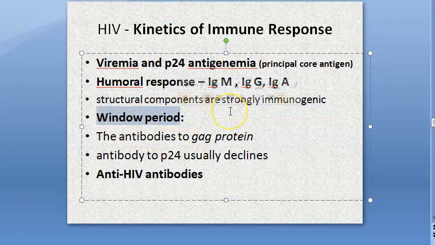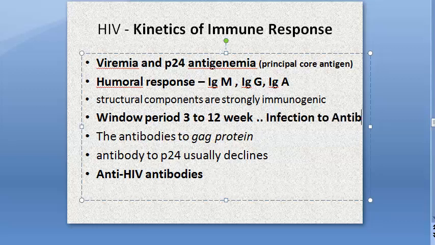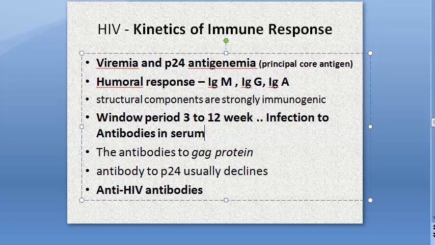Coming to window period. What do you mean by window period? Following the infection, antibodies appear in serum only after a period of interval, which is called the window period. This is about 3 to 12 weeks, okay, 3 to 12 weeks. That is the period from infection to antibodies in serum. This is the window period, that is 3 to 12 weeks. Antibodies to GAG protein, against P24 and P55, they usually appear first.